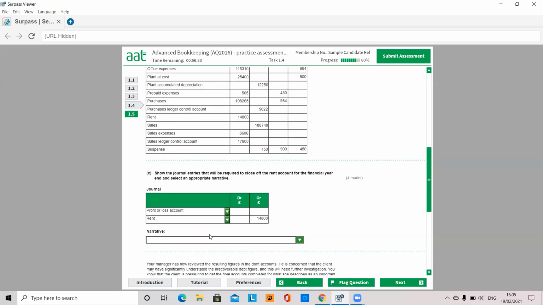Profit and loss account, 14,800. So that's the expense that we've put in our P&L. And then the narrative is to transfer the rent for the year end 31st of March to which one? Obviously to the profit and loss account. It doesn't go in the statement of financial position, obviously. So that figure is now correct.